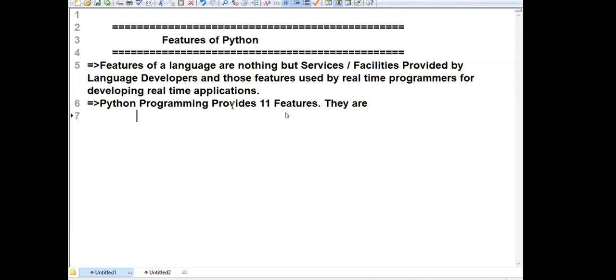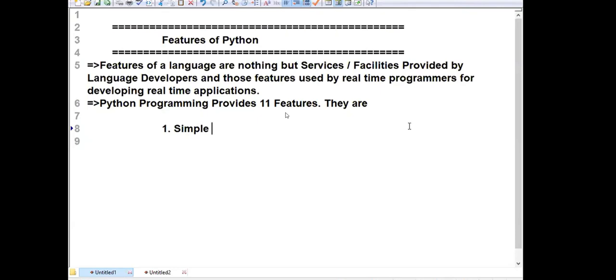We are going to talk about the features. What are the various features we are going to discuss? Look, first, point by point, I'm going to discuss. Number 1, Python is one of the simple programming languages.